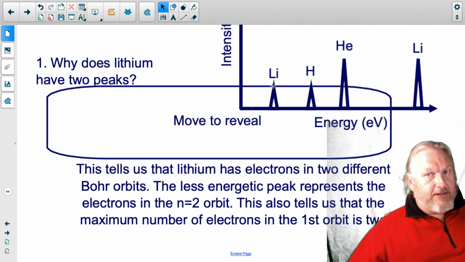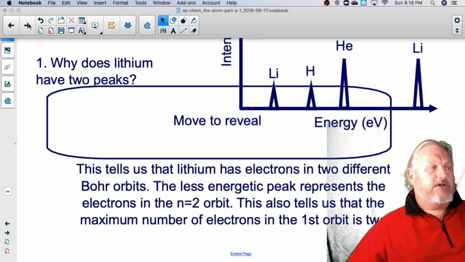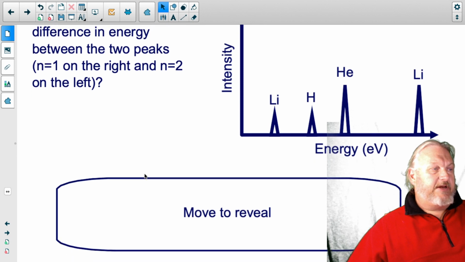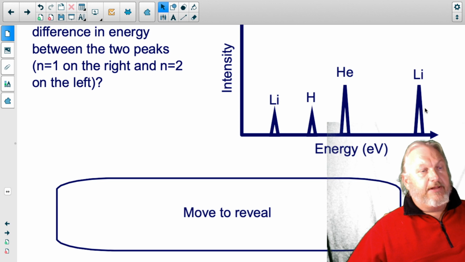Now, notice it takes more energy. How many protons does lithium have? 4. Okay, so there's more positive charge to hold the negative electron there. Now, what can explain the difference in energy between the 2 peaks, N1 and N2? N1 right there, and N2 on the left, because this is less energy, that's more energy.